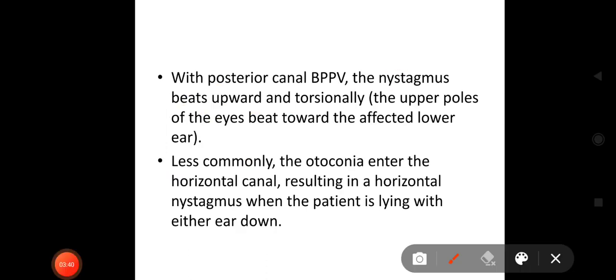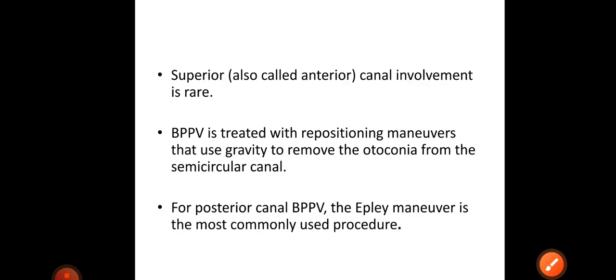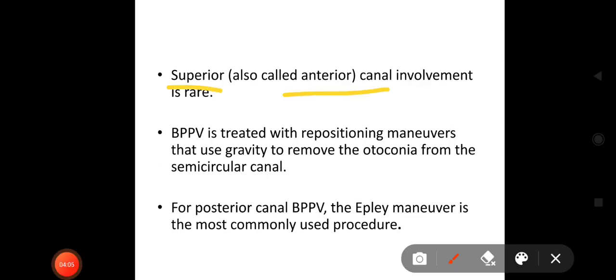Now there are different types. With posterior canal BPPV, the nystagmus beats upwards and torsionally. The upper poles of the eyes beat towards the affected lower ear. Torsional nystagmus means the upper poles of the eyes beat towards the affected lower ear. Less commonly, the otoconia enter the horizontal canal, resulting in a horizontal nystagmus when the patient is lying with either ear down. Superior, also called the anterior canal, involvement is very rare.